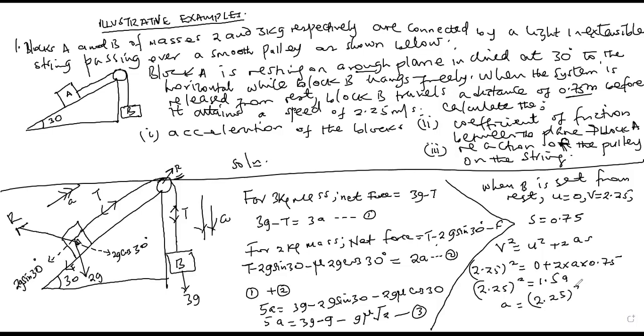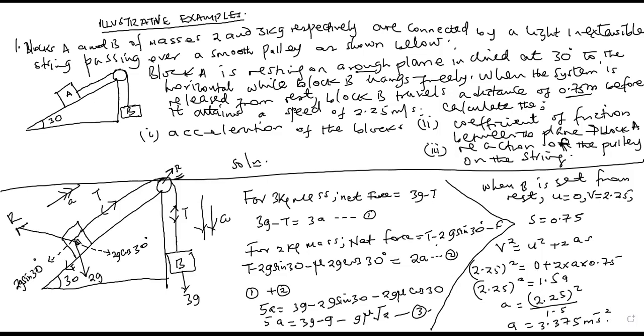2.25 squared divided by 1.5. So your acceleration is going to be equal to 3.375 meters per second squared. All right, since I've gotten the acceleration, I can easily get the coefficient of friction from equation 3.